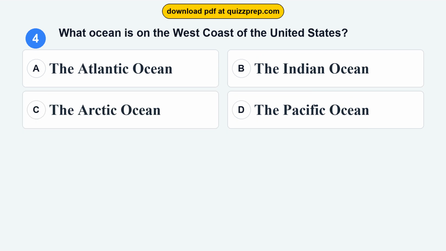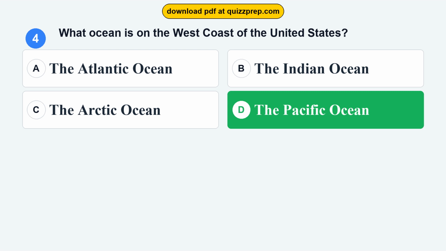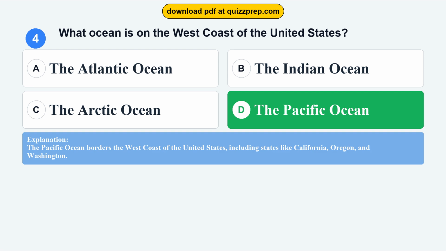Question 4. What ocean is on the west coast of the United States? Option A, the Atlantic Ocean. Option B, the Indian Ocean. Option C, the Arctic Ocean. Option D, the Pacific Ocean. The correct answer is option D, the Pacific Ocean. The Pacific Ocean borders the west coast of the United States, including states like California, Oregon, and Washington.